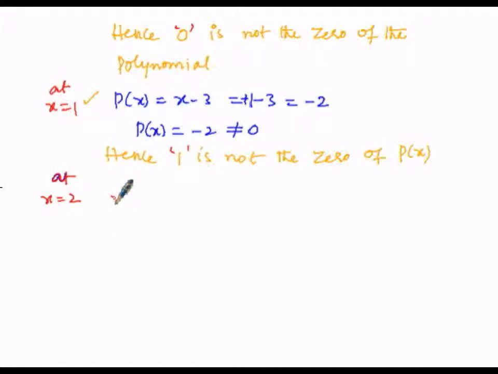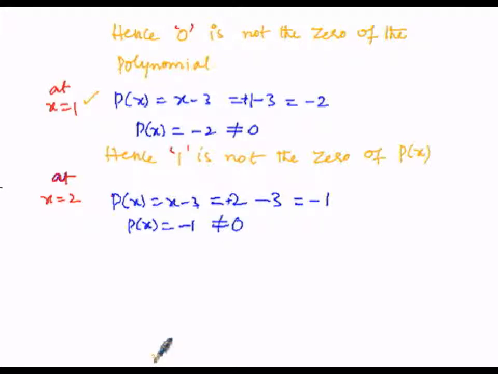The polynomial is p of x is equal to x minus 3. When we replace x by 2, that is 2 minus 3, then 3 is negative and 2 is positive, plus and minus gives minus. Subtracting 3 minus 2 is 1, and the sign is negative because 3 is greater than 2. So I got p of x as minus 1, which is not equal to 0. Hence 2 is not the 0 of the polynomial p of x.